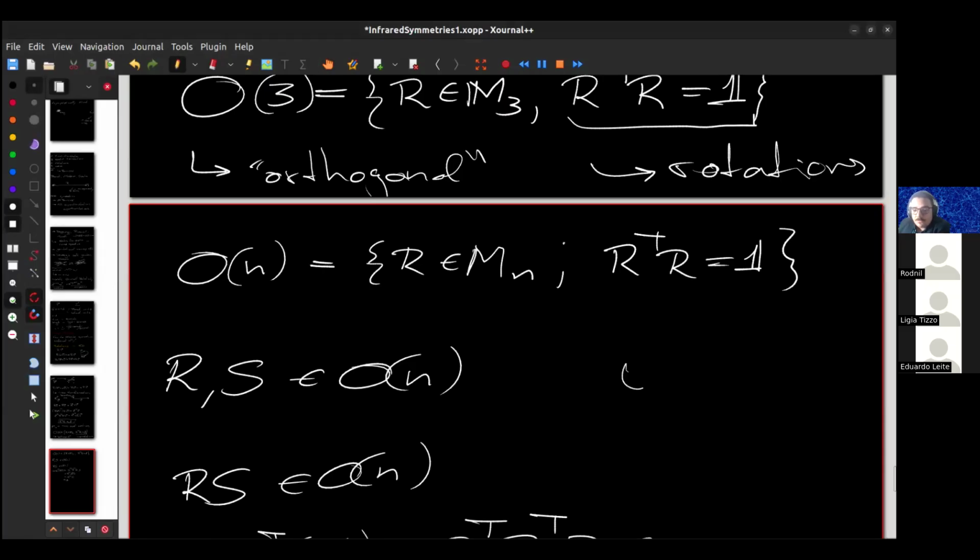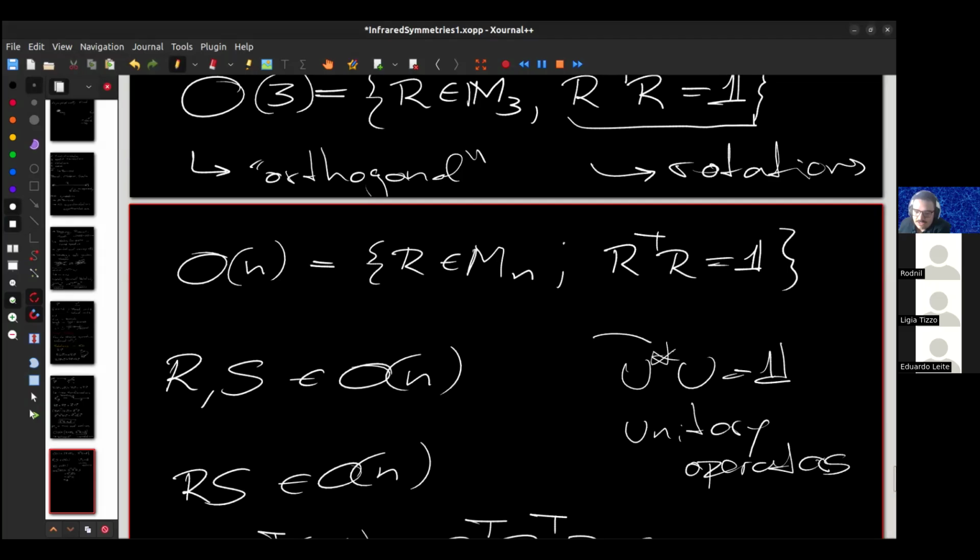And this, in fact, plays a role. So this equation here actually is important in quantum mechanics, and it describes the basic idea for symmetries in quantum mechanics. This is what we call unitary operators. So unitary operators. But this guy is complex.